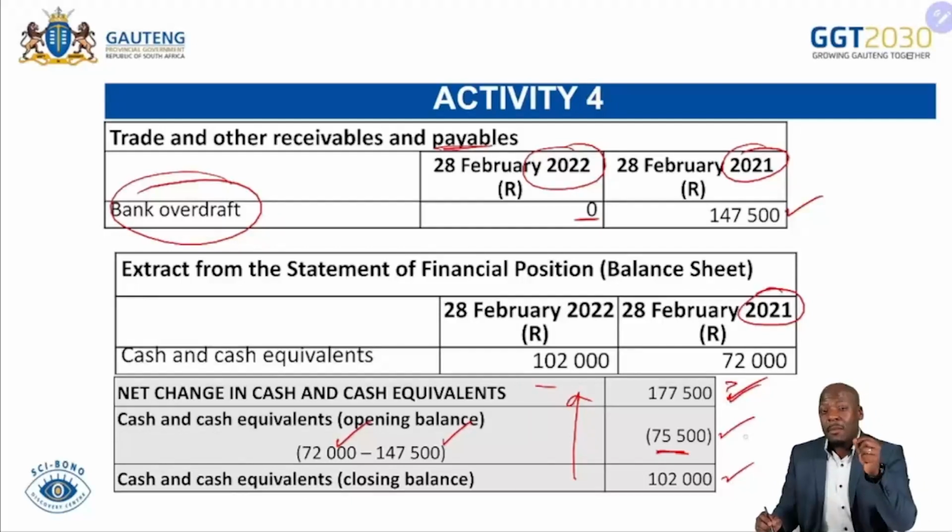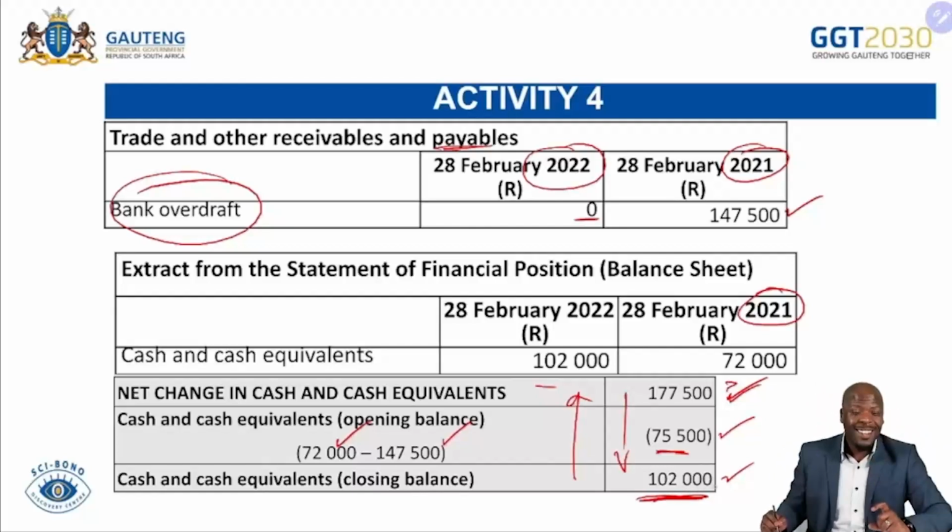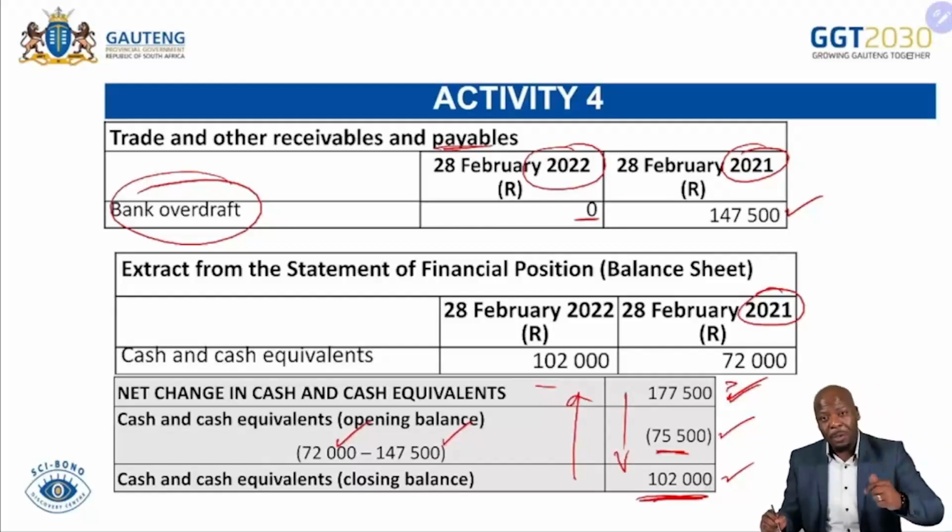And in the exam, you must be able to prove it going down. That is, if I have my 177 and now I'm going down minus 75.5, it should give me the 102. The moment you can't prove it going down, that means you made a mistake on your way up. You must be able to prove it going down. Okay, so this was another aspect in the Gauteng prelim paper.